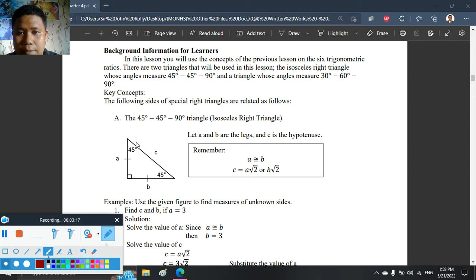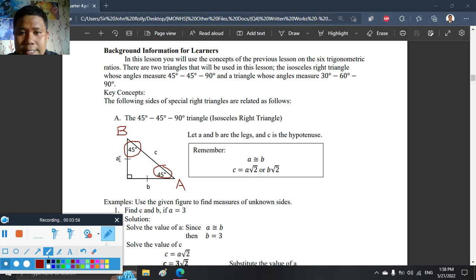So this one and this one are both 45 degrees. Okay? Let's say this is angle A and this is angle B. Both angle A and angle B are 45 degrees. So gitawag na siya nga isosceles right triangle, or the 45, 45, 90 triangle. Then remember, A is congruent to B. Small letter A is congruent to small letter B.